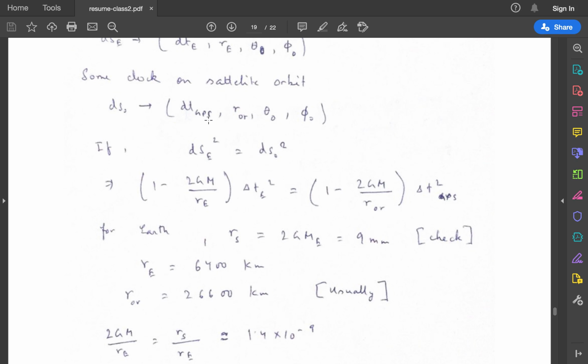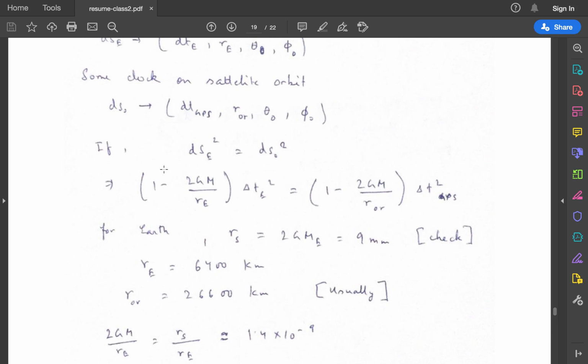say dt_GPS, r_orbit, theta 0 and phi 0. It is in the same plane. The angular plane is the same. However, these are at different radial distances, and the time also changes. Let us say that the time is symbolized by dt_E and dt_GPS.